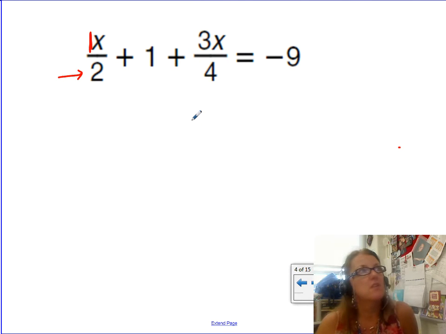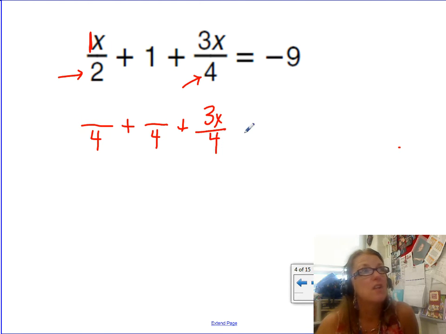This has a 2 in the denominator. This doesn't have a fraction. This one has a 4. Okay, since 2 can go in 4, the common denominator here is going to be 4. So we need to change this into fourths. We need to change the 1 into fourths. The 3x already is over 4, and then we're going to have to change the -9 into something over 4.